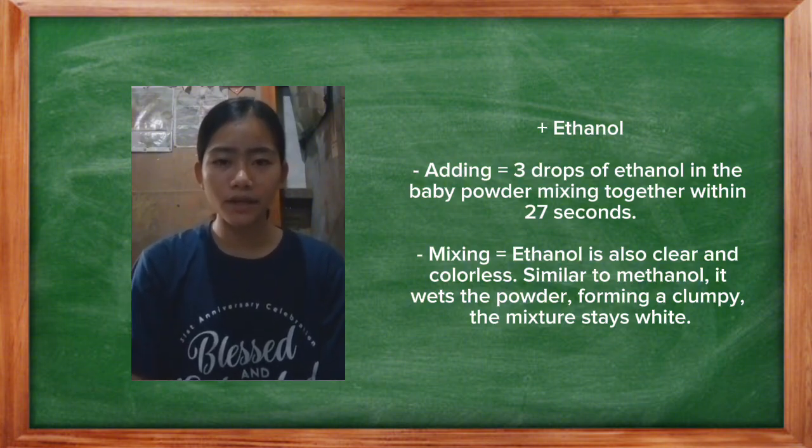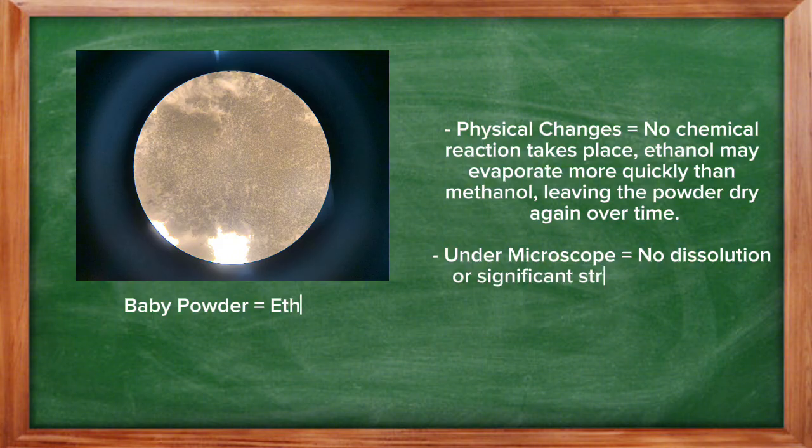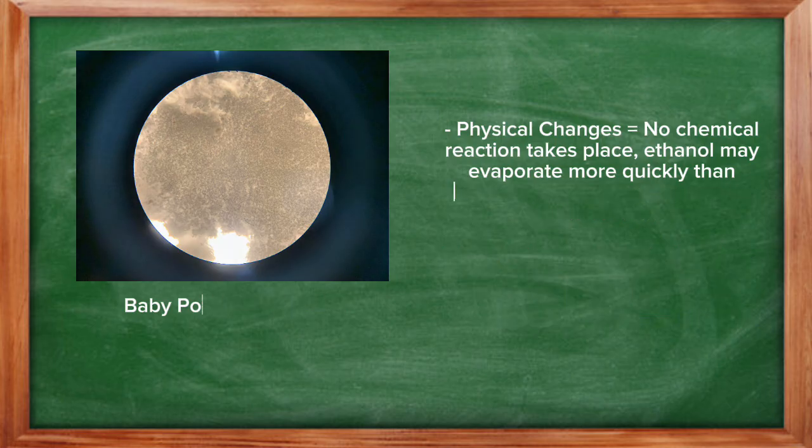Ethanol is also clear and colorless, similar to methanol. It wets the powder, forming a clumpy mixture. The mixture stays white. Physical change. No chemical reaction takes place. Ethanol may evaporate more quickly than methanol, leaving the powder dry again over time. Under the microscope, no dissolution or significant structural change occurs, and particles are well separated in the solution.